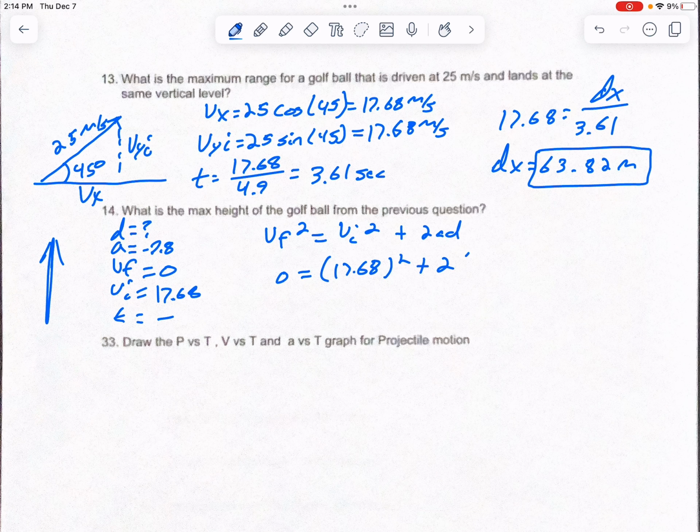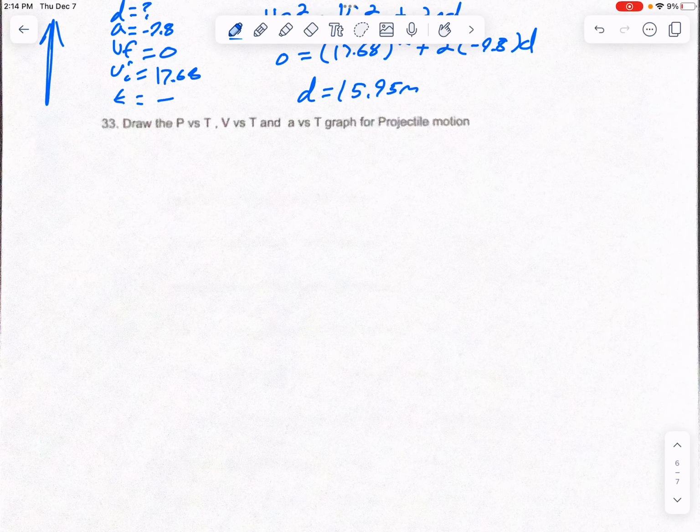Okay, move that 17.68 squared to the other side. It becomes negative, and divide both sides by negative 19.6. You get a distance of 15.95 meters. Last one, draw a P versus T graph, a V versus T graph, and an A versus T graph for projectile motion. Okay, so we're just going to look at basic projectiles. Okay, so basic launching things like this.